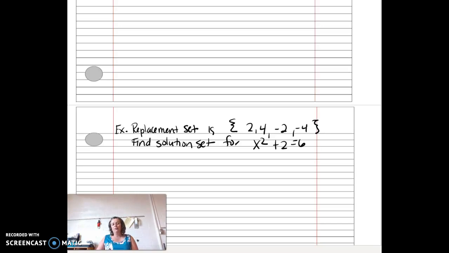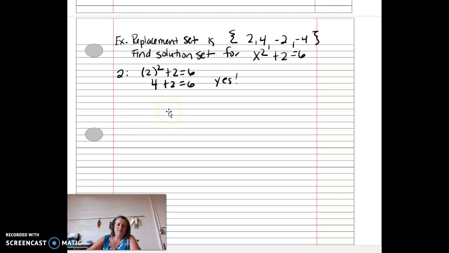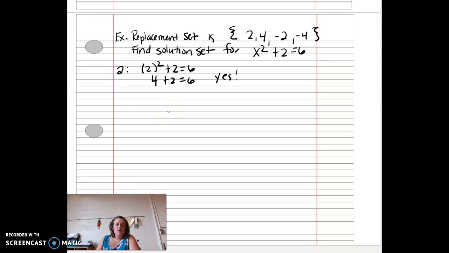So again, we want to try all 4 of these. So I'm going to try the 2. So I'm going to take my 2 squared plus 2 equals 6. So 4 plus 2, does this equal 6? Yes, it does. Then I'm going to try the next one, 4. So I have my 4 squared plus 2, does this equal 6? 16 plus 2, no. So that's a no.